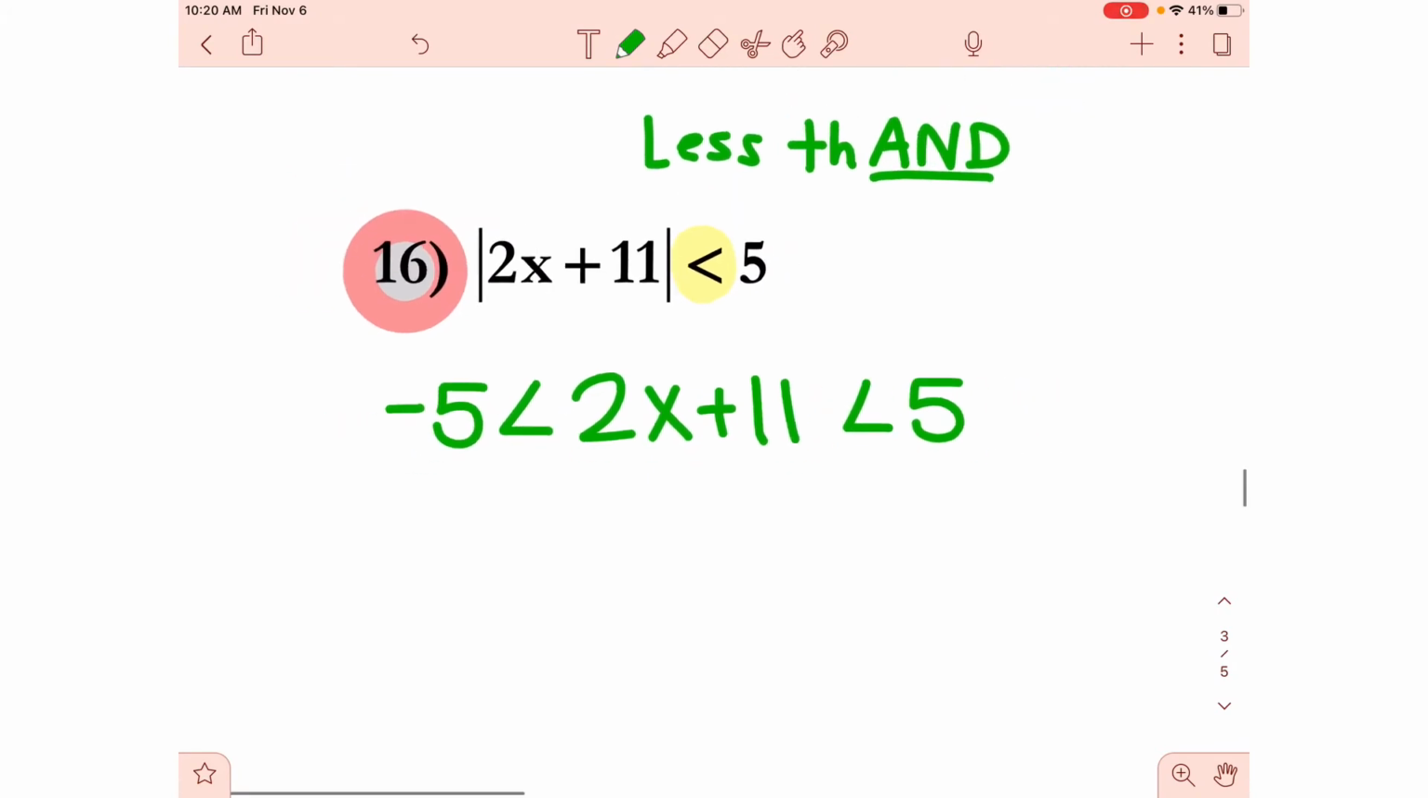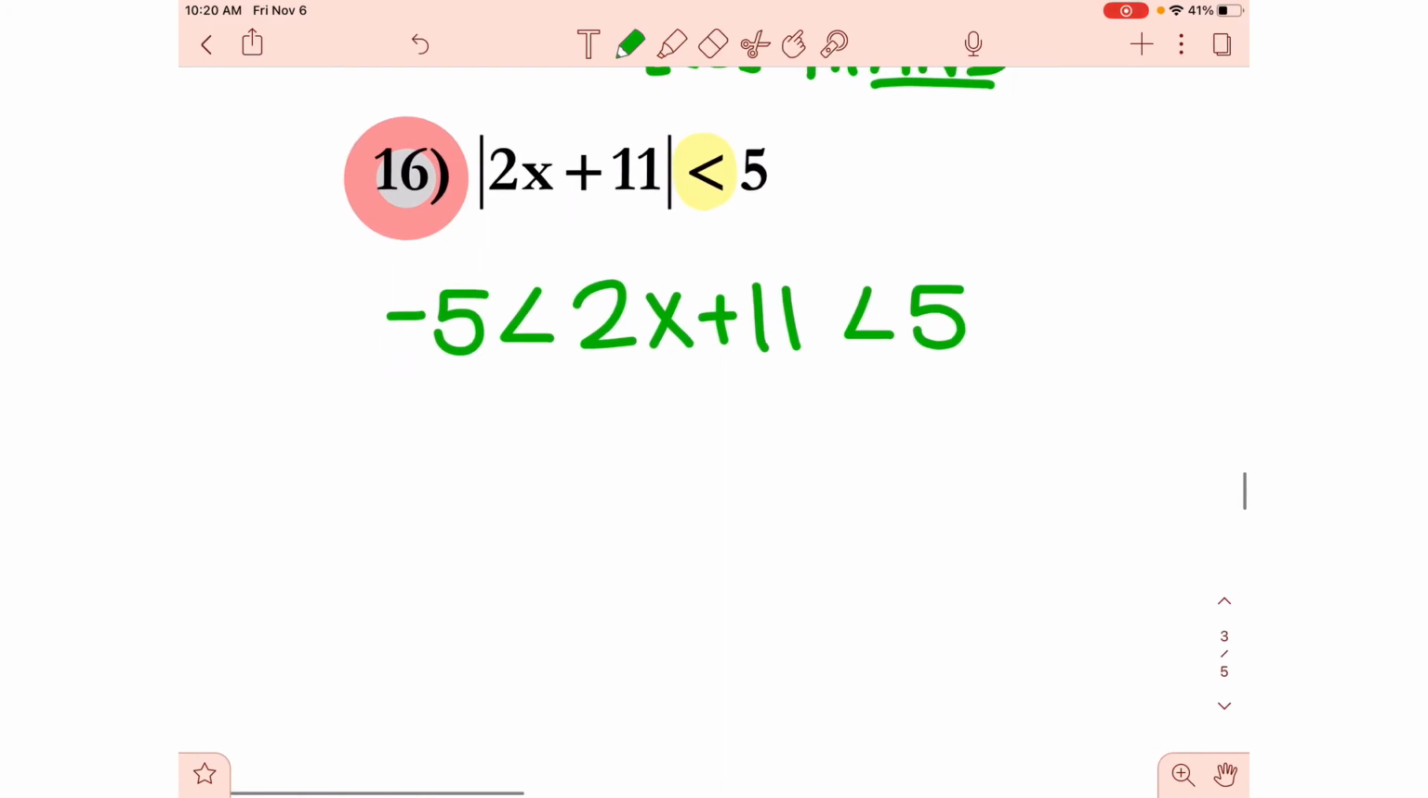I like to basically say that the 2x plus 11 is going to be sandwiched between. So to sandwich, you do two less than symbols, one on the left of it and one on the right of it, in between -5 and +5. That's the way that you want to set this up.